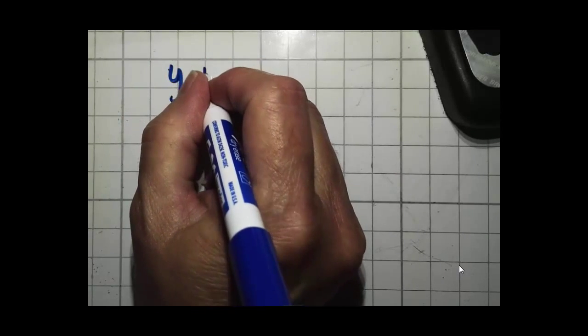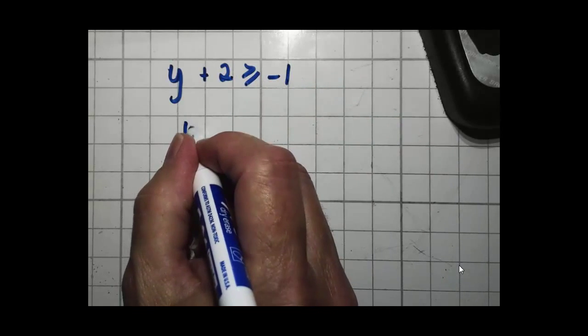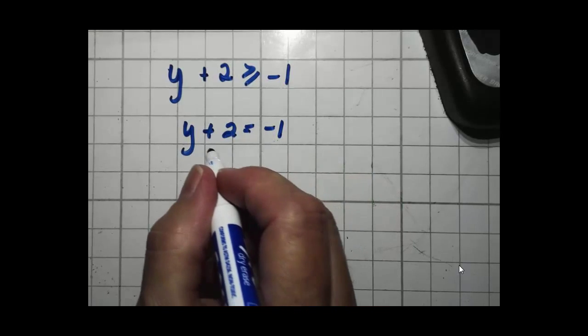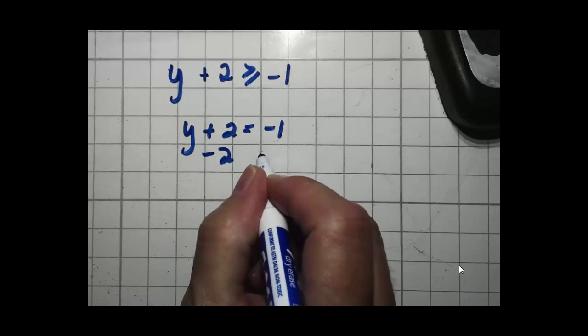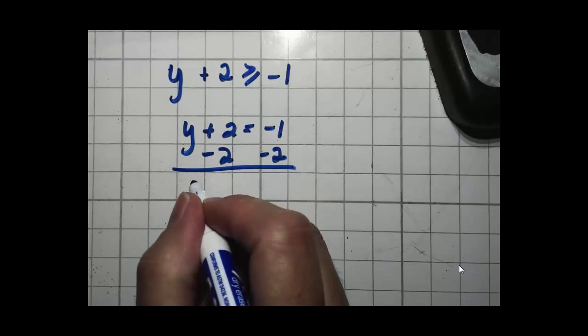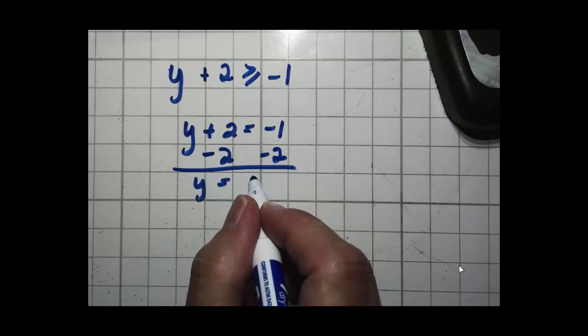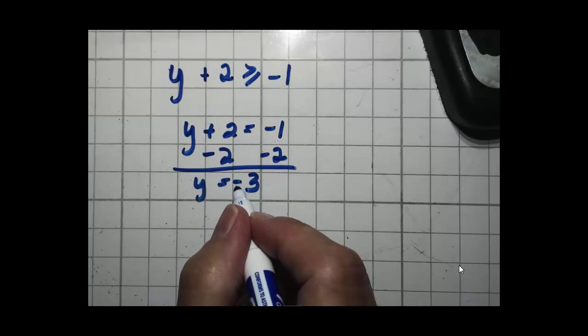Here's the second one. Y plus 2 is greater than or equal to negative 1. Again, seriously, try it my way and just put a little equal sign in there. Solve this. So to solve this, the opposite of addition is subtraction. I'm going to subtract 2 from both sides. Y equals negative 1 minus 2. Same sign, so I'm going to add them, and I'm going to keep the sign. So y is equal to negative 3.